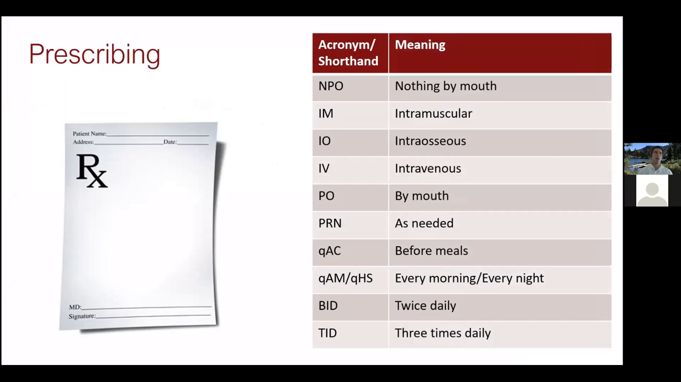We also use it all the time in prescribing. NPO is nothing by mouth. IM, IO, IV, as well as PO are different ways to deliver medication. So intramuscular versus intraosseous, which is in the bone, versus intravenous, which is in the vein, and then PO, which is by mouth. PRN is pro re nata, which means as needed. And then we use Q to tell you how often to take it. QAC is before meals. QAM means in the morning. QHS means every night. BID means twice daily. TID means three times daily.